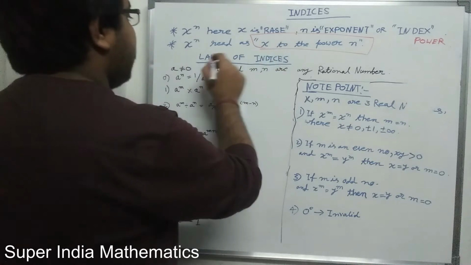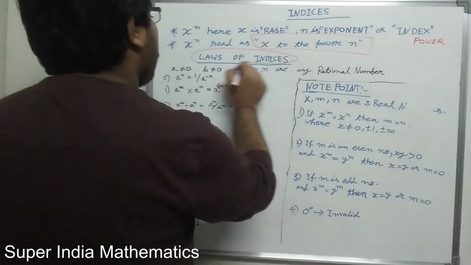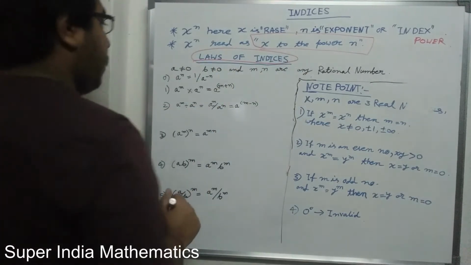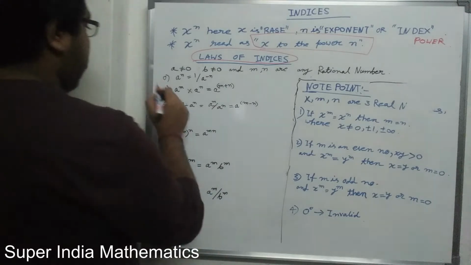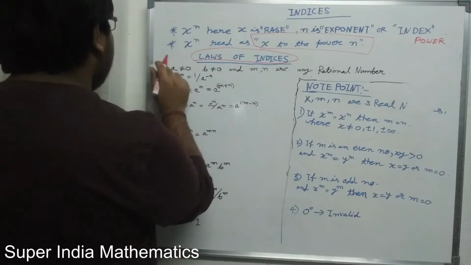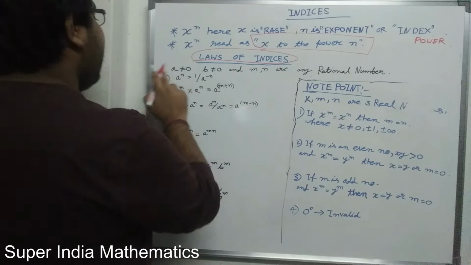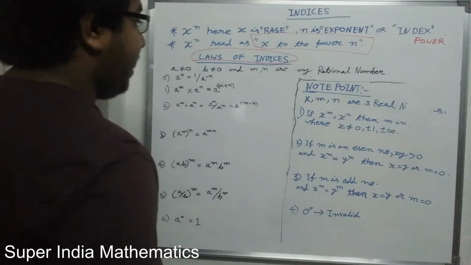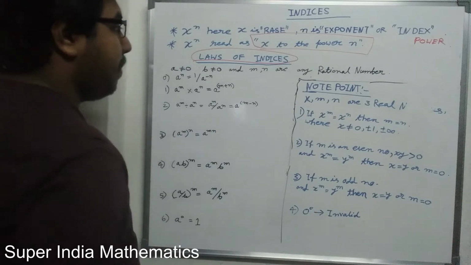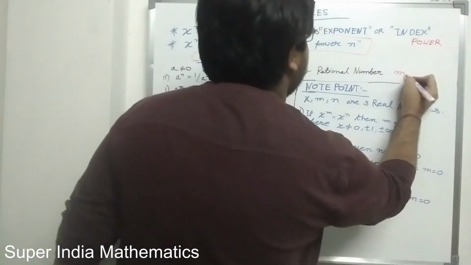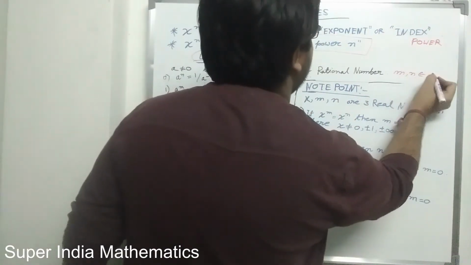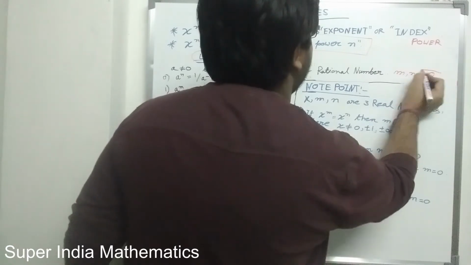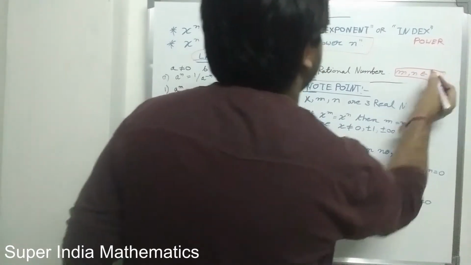There are some laws of indices where we assume a not equal to 0, b not equal to 0, and m and n are any rational numbers. That means m and n belong to the set of rational numbers Q.